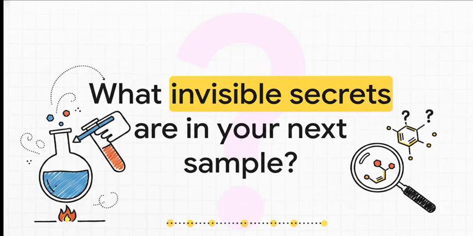Fehling's test proves that with the right combination of logic, structure, and chemistry, we can actually make the invisible completely visible. It's just a highly reliable, beautifully simple method for detecting reducing sugars. But it really leaves us with an exciting thought to chew on. If a simple mix of copper and a hot water bath can reveal a hidden sugar, what other invisible biochemical secrets are waiting to be uncovered in your next lab sample?